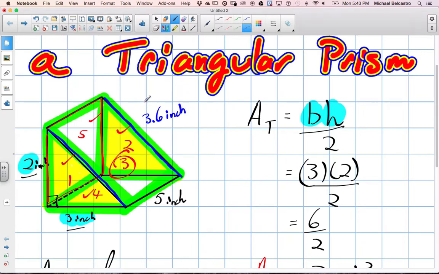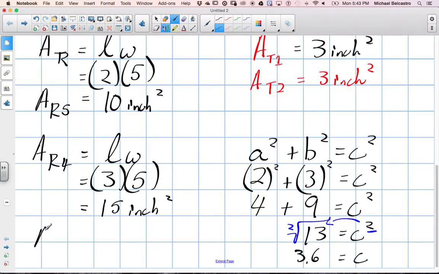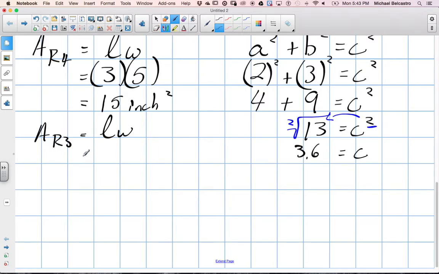So now that we have that, can we find out the area of rectangle number 3? Yes. Okay, so let's write our formula again. The area of rectangle 3 is still length times width, because it's a rectangle. What is the length? 3.6. That's right. And what is the width? 5. It's always the same thing. Okay, let's figure this one out. This is going to be 0, 3, 15, 18. It's going to be 18 inches squared.